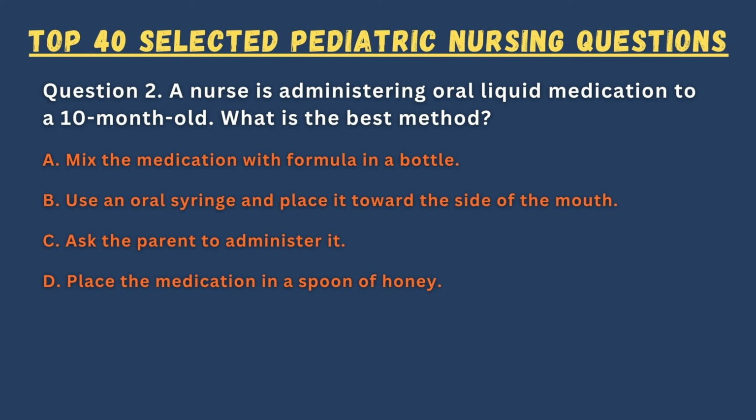Question 2. A nurse is administering oral liquid medication to a 10-month-old. What is the best method? A. Mix the medication with formula in a bottle. B. Use an oral syringe and place it toward the side of the mouth. C. Ask the parent to administer it. D. Place the medication in a spoon of honey.